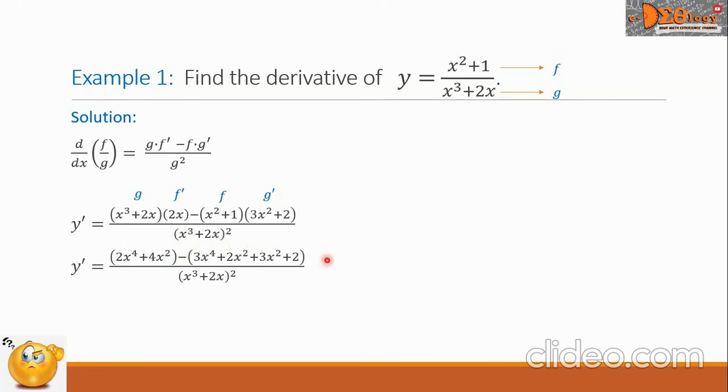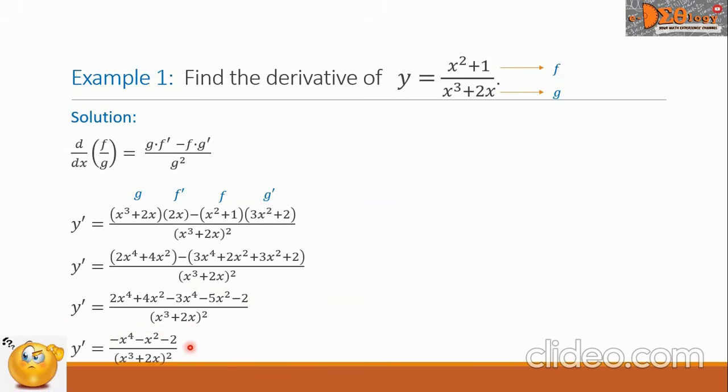Let us remove the grouping symbols of the numerator, so we will have 2x raised to 4 plus 4x squared minus 3x raised to 4 minus 5x squared minus 2. Now let us combine similar terms in our numerator. So we have negative x raised to 4 minus x squared minus 2.